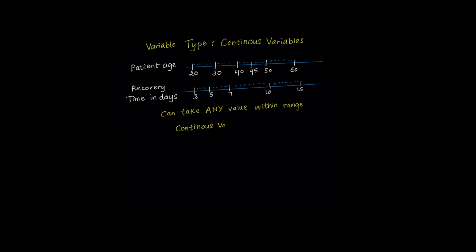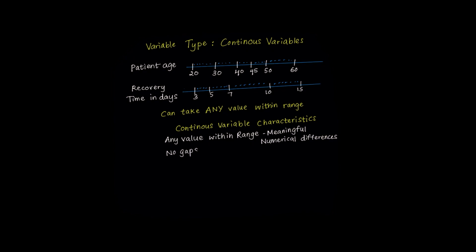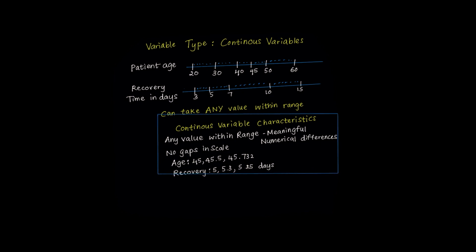Age could be measured as 45 years, 45.5 years, or 45.73 years, depending on your precision. Recovery time could be 5 days, 5.3 days, or 5.25 days. The values flow continuously along a scale without gaps, and the differences between values are meaningful and measurable.